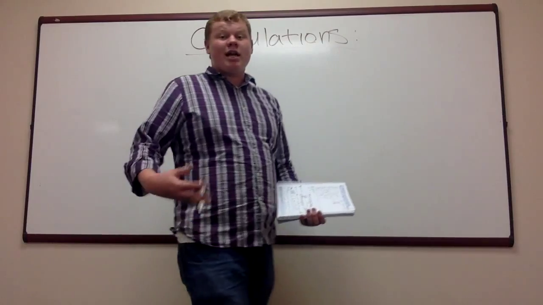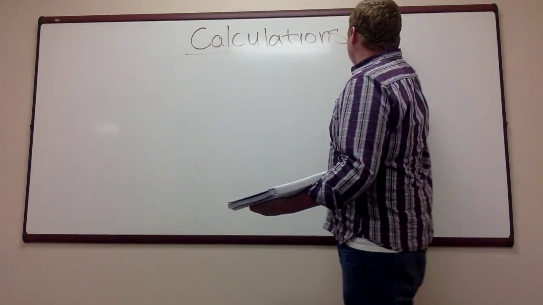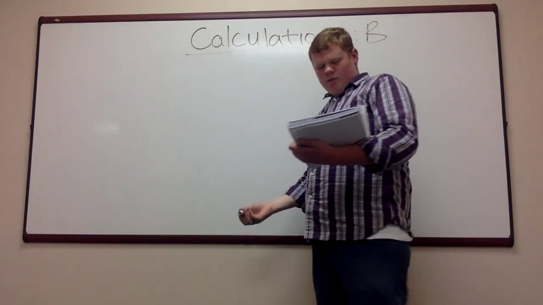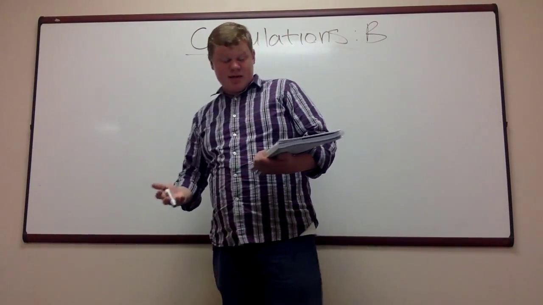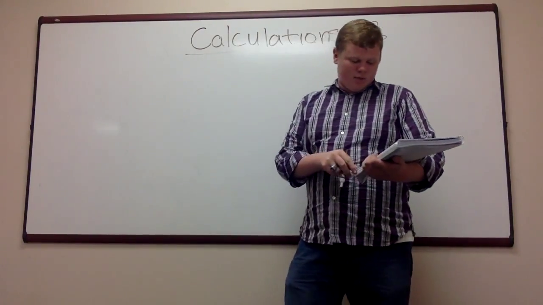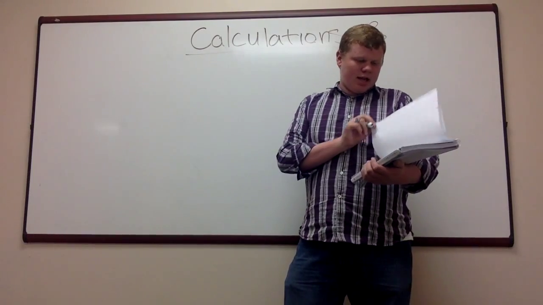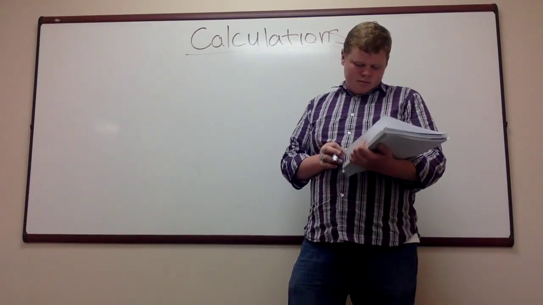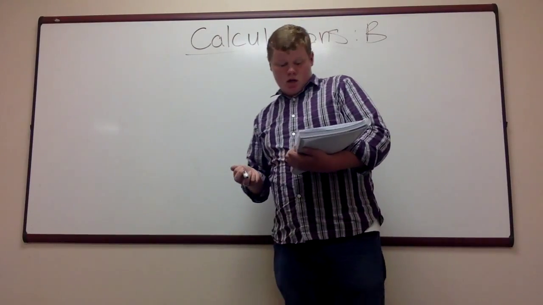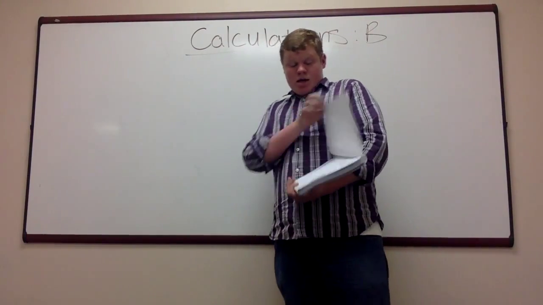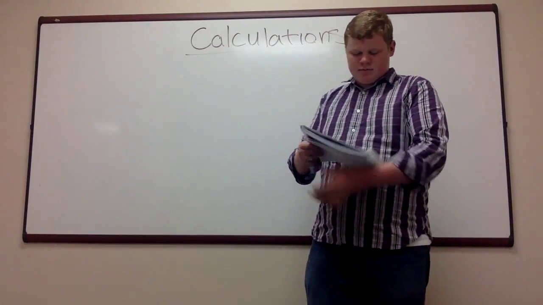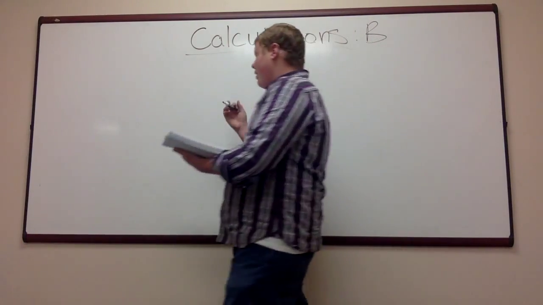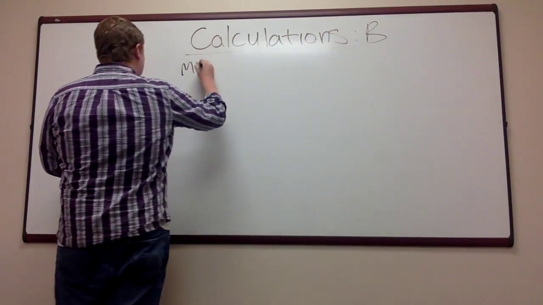So now we're going to do the calculations for part B. What we find is that the mass of the hydrate minus the mass of the salt gives you the mass of the water. And in order to determine the mass of the salt, you take the crucible with the salt at your last heating and subtract the weight of the crucible.